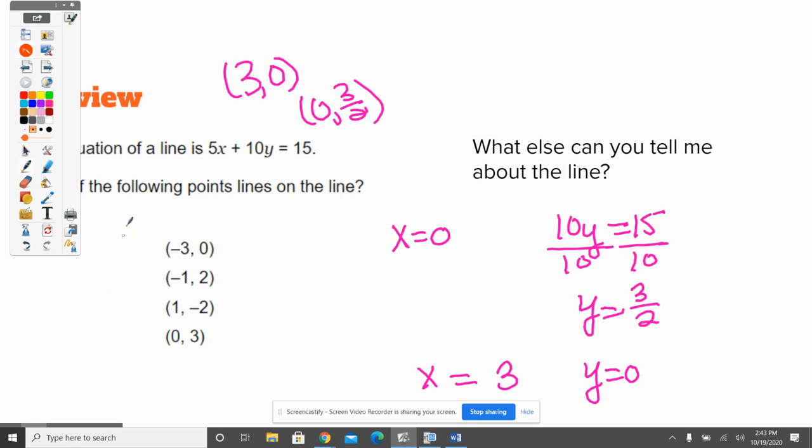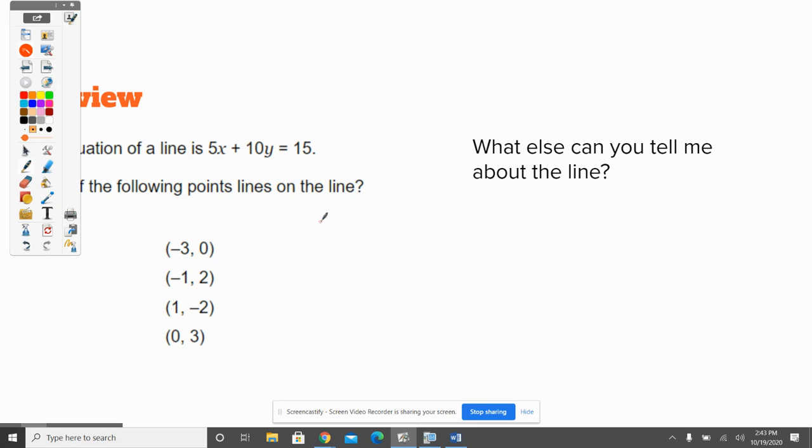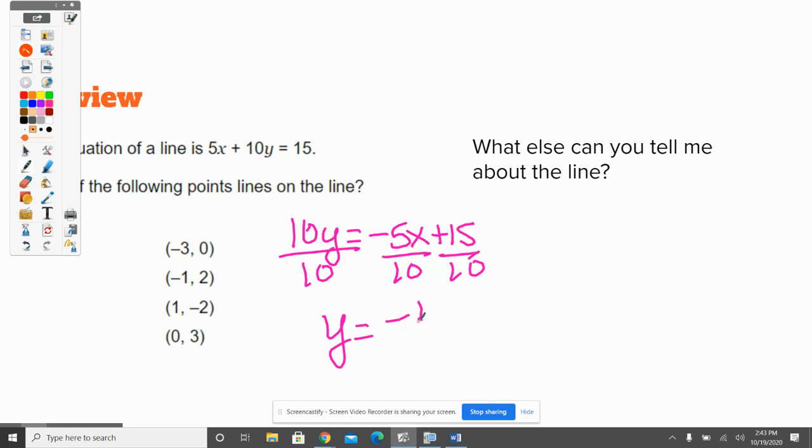We could find the slope. We could get y by itself and find the slope. 10y is -5x plus 15. I went ahead and did the first step by subtracting 5x. Divide all the friends by 10. And you get y is -1/2 x plus 3 over 2. So the slope would be -1/2. So there's lots of things you could tell me about the line if you needed to.